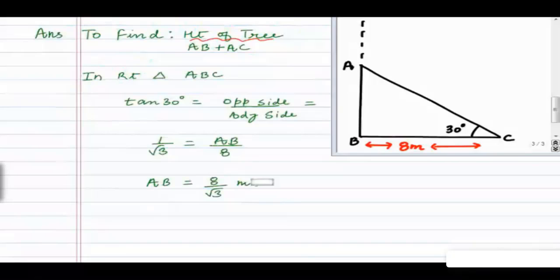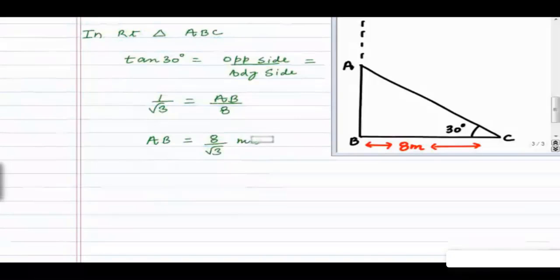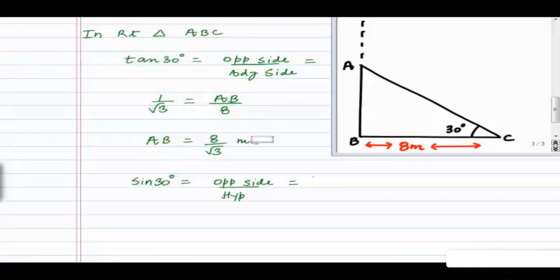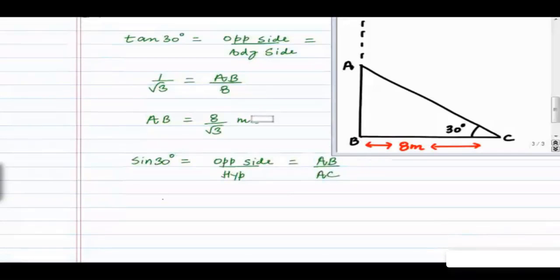Now once again, considering the same triangle, in this triangle sine 30 degree will be equal to, now formula for sine as we know is opposite side over hypotenuse. Looking in our figure, this is our 30 degree, opposite side is of course AB and hypotenuse here is AC. Putting the values, we know value of sine 30 is 1 by 2. This is equal to AB over AC.